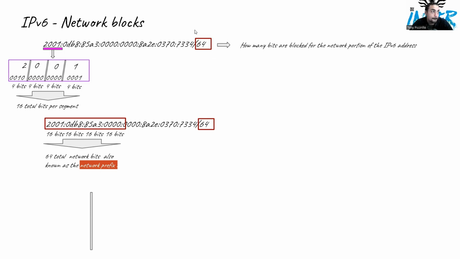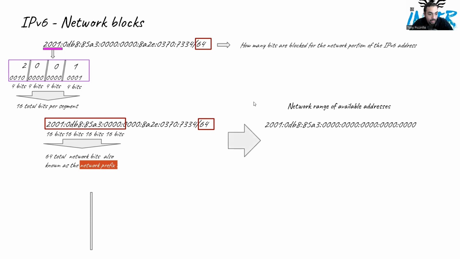So what we used to call a network mask in IP version 4 is called a network prefix in IP version 6, but it's essentially the same type of thing. Using this prefix, we can find the available range of addresses. So we know that 64 bits are part of the network portion, right? So those will not be changed, leaving the rest of the segments open.